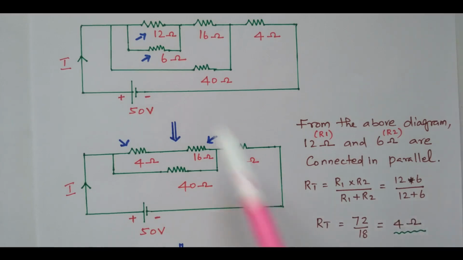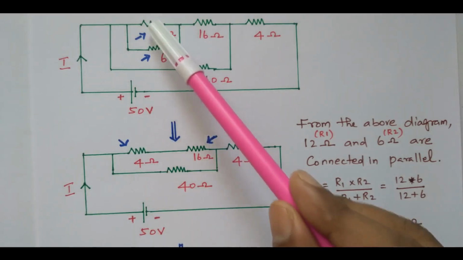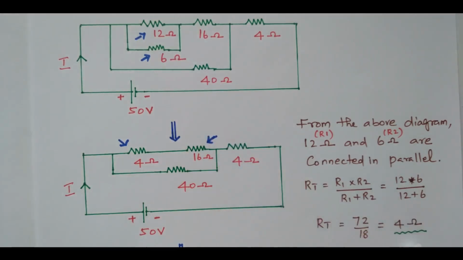So this parallel combination can be replaced with a single resistor of 4 ohm. The 12 ohm and 6 ohm resistors connected in parallel, that equivalent resistance we calculated as 4 ohm, so it is replaced with 4 ohm. Now by seeing this diagram, it is very clear this 4 ohm and 16 ohm are connected in series. There is no overlap. Easily we can identify these two are in series.